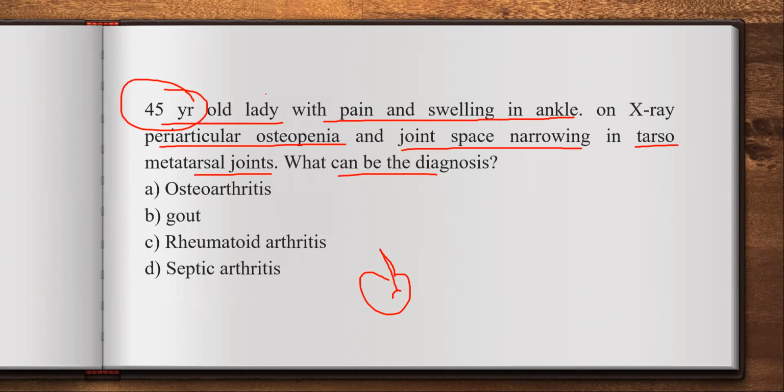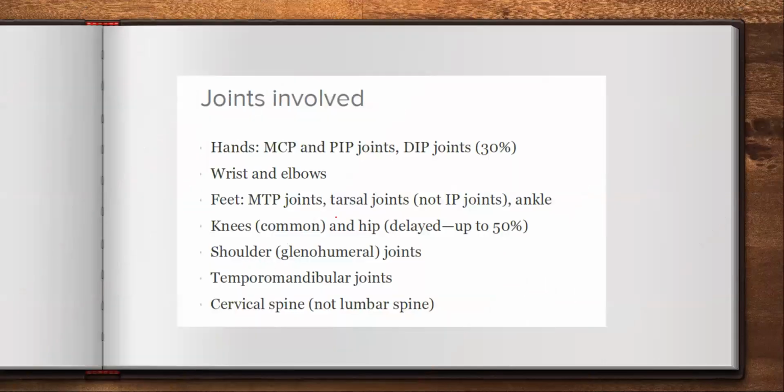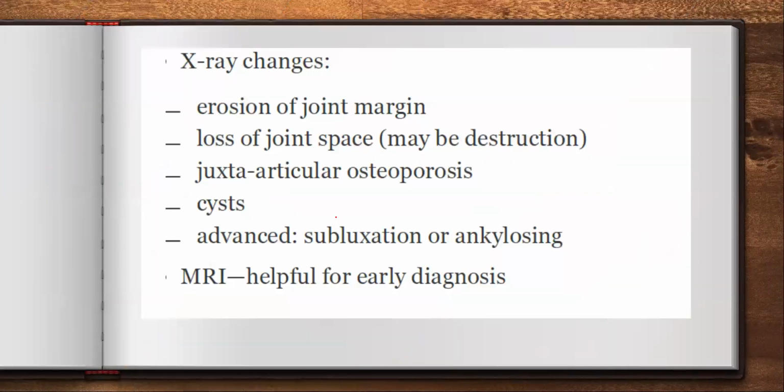Look at the age, 45, lady. All are going for some specific clue. Ankle joint involvement is not very common in osteoarthritis. Now, the important finding is this X-ray. If you look at the X-ray finding, loss of joint space is a feature of rheumatoid arthritis. Juxta-articular osteoporosis or osteopenia is a feature of rheumatoid arthritis.